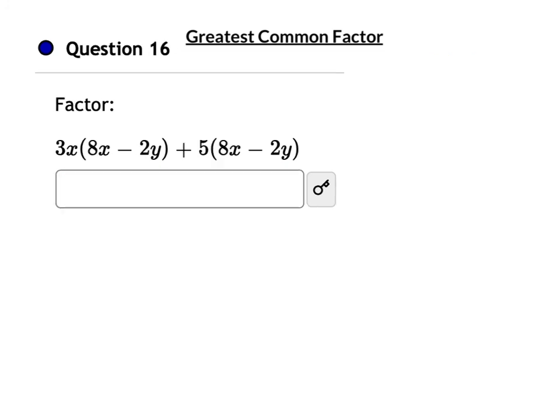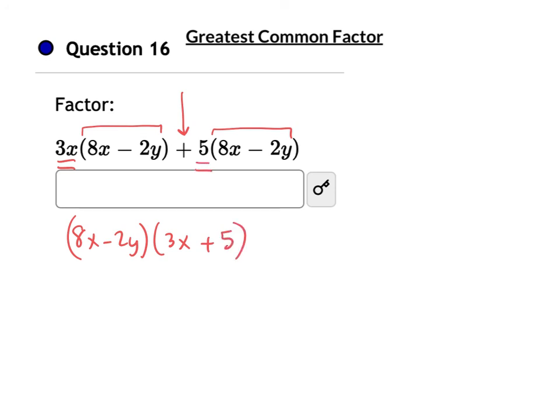Question 16 is like the last, and I did one more because this is a little weird. It takes some getting used to. Learn to see that like a single thing. There are two terms separated by addition. They both have 8x minus 2y in them. If I pull it out of the first term, I'll be left with 3x, plus, if I pull it out of the second term, I'll be left with 5. And if I were to re-multiply, it would be this times 3x makes the first term, and this times 5 makes the second term. And that is your answer.